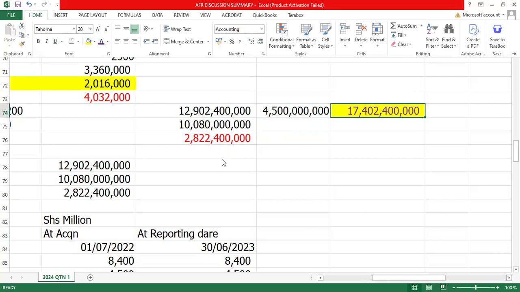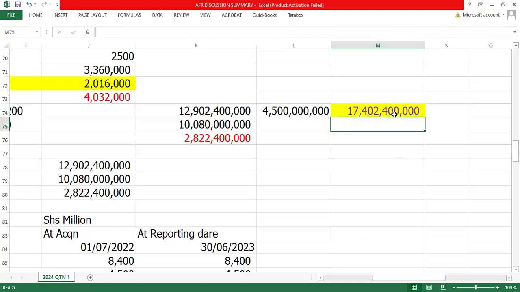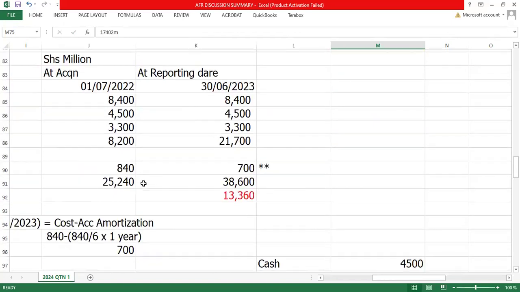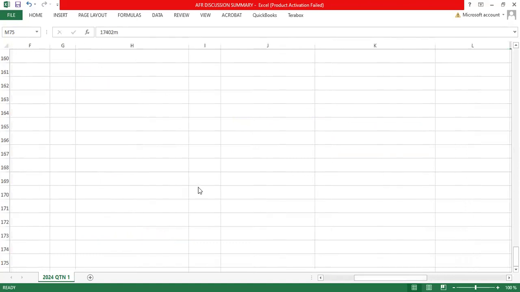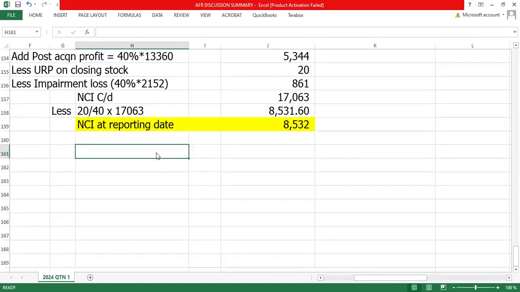So what does that one mean? In million, that is approximately 17,402, isn't it? Yes. In millions. So that is what you invested to acquire that 20%. So what does that one mean? It means that the double entry you're making here is to debit, you're reducing the NCI.